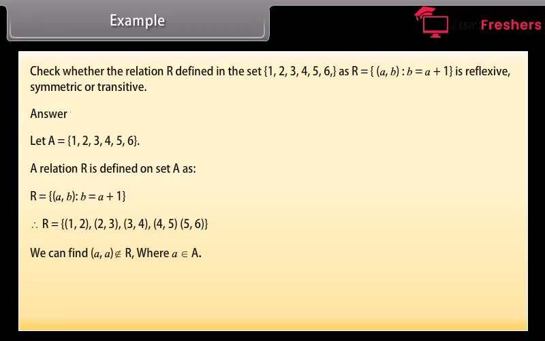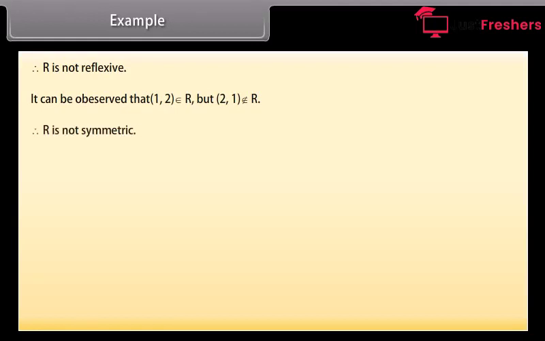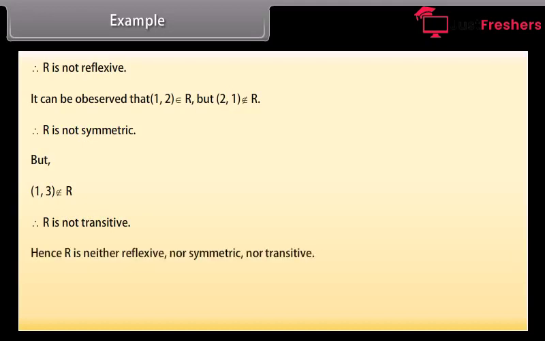We can find (a, a) does not belong to R where a belongs to A. For instance, (1, 1), (2, 2), (3, 3), (4, 4), (5, 5), (6, 6) does not belong to R. Therefore, R is not reflexive. It can be observed that (1, 2) belongs to R, but (2, 1) does not belong to R. Therefore, R is not symmetric. But (1, 3) does not belong to R. Therefore, R is not transitive. Hence, R is neither reflexive, nor symmetric, nor transitive.